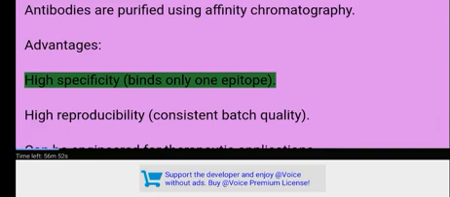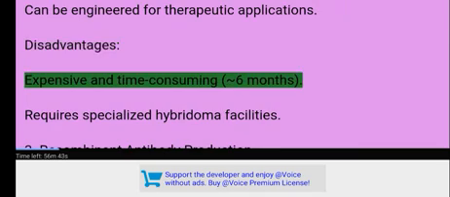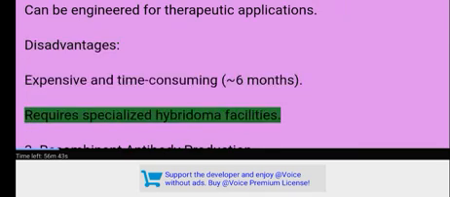Advantages: high specificity, binding only one epitope; high reproducibility, consistent batch quality; can be engineered for therapeutic applications. Disadvantages: expensive and time-consuming, approximately 6 months; requires specialized hybridoma facilities.